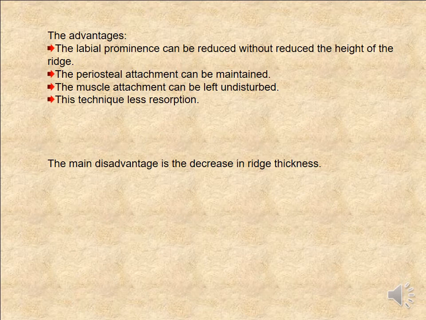The advantage of simple interseptal alveoloplasty is that the labial prominence can be reduced without reducing the height of the ridge. The posterior periosteal attachment can be maintained. The muscle attachment can be left undisturbed. This technique has less resorption. But the main disadvantage is the decrease in ridge thickness. Anteroposteriorly it becomes less thick than the upper to lower size of the ridge.